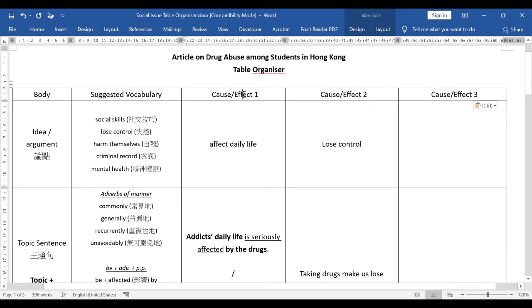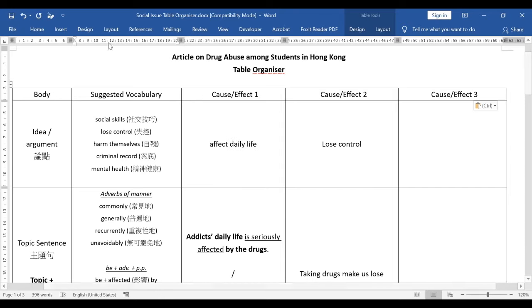For example, I want to talk about the effects of drug abuse on daily life. So the first step we want to do is, of course, to get this idea across. To get this idea across, we need some vocab. So how? In what sense? What daily life? Daily life, which part? So we need some vocab.